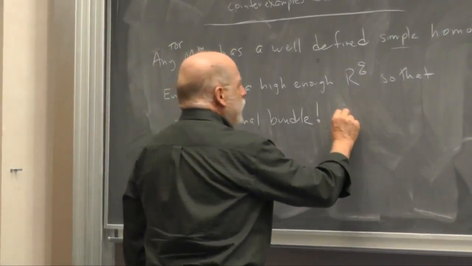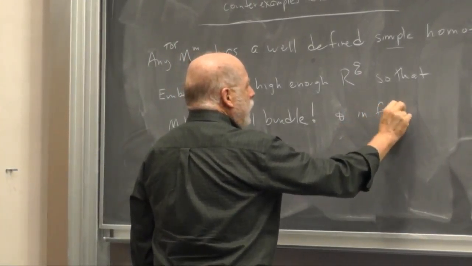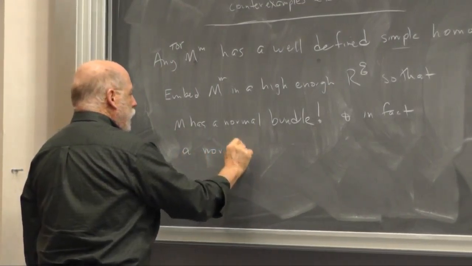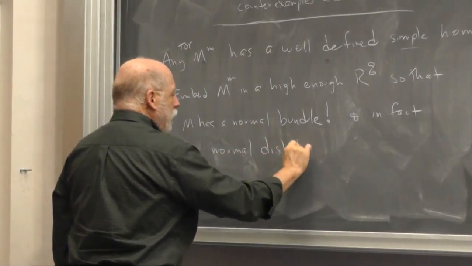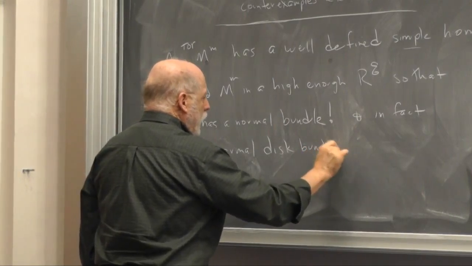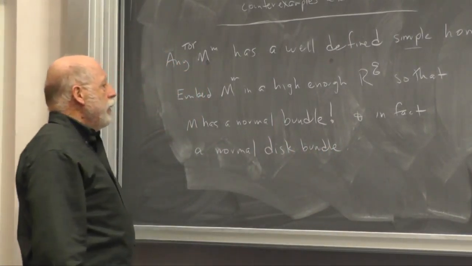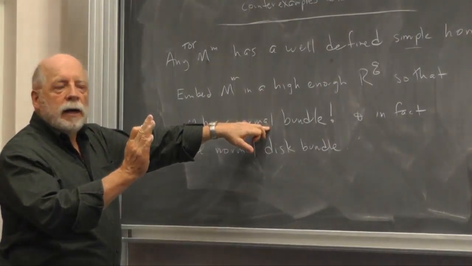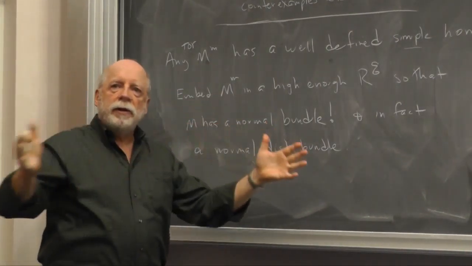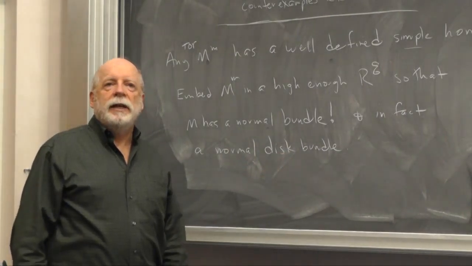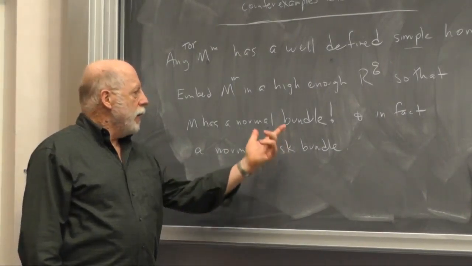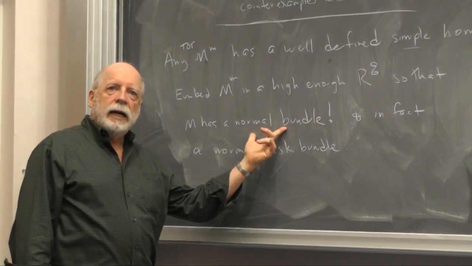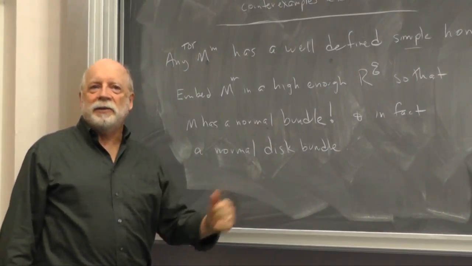Well, actually, and in fact, a normal disk bundle. That does not necessarily follow. There are topological normal bundles whose fibers are in, but the unit disk is not preserved and can't be preserved. So not every topological normal bundle has a disk bundle inside of it. However, if you stabilize some more, it does.